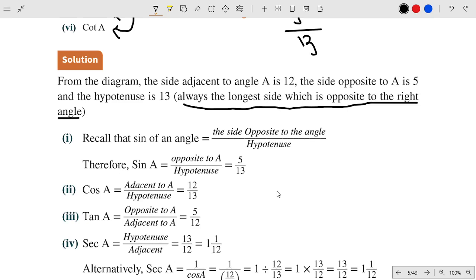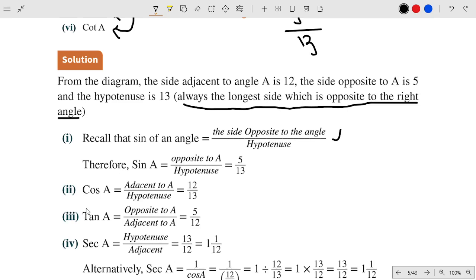Now the first part that we just discussed. Recall that sine of an angle is equal to the side opposite to the angle divided by the hypotenuse. So therefore sine A will be opposite to A divided by hypotenuse, and the opposite is 5, then we have the hypotenuse being 13.